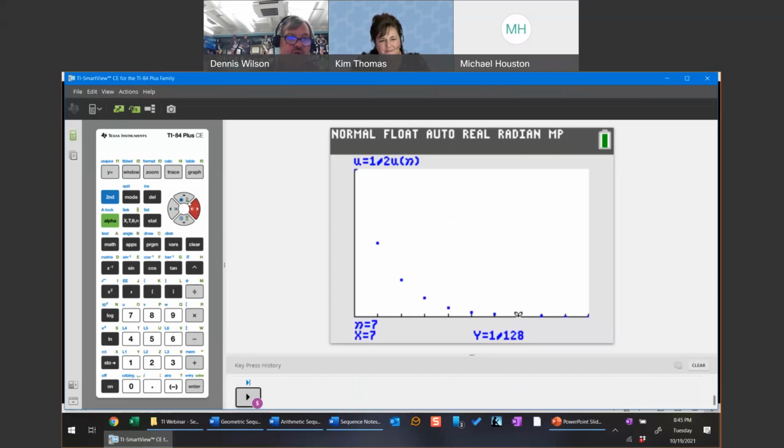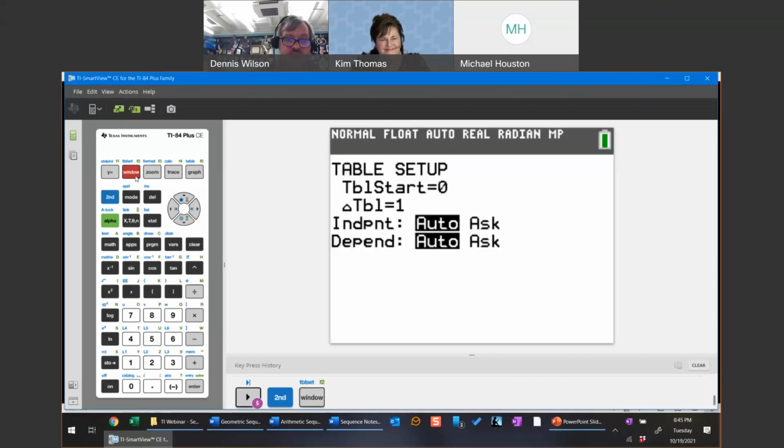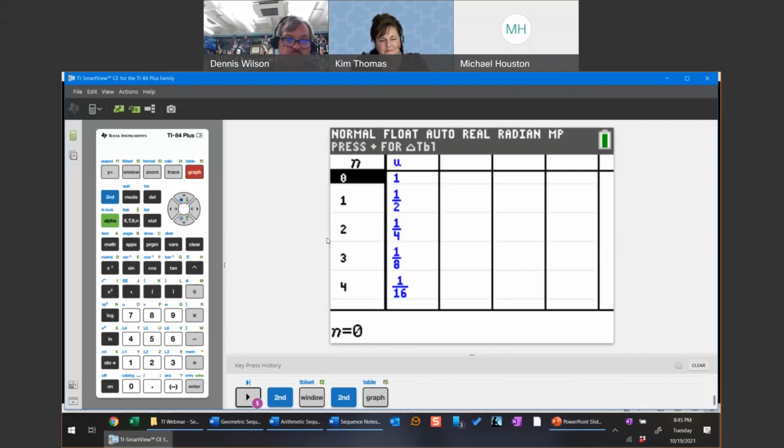Now earlier Kim showed the table with her, so let's take a look at the table. Before I sit at the table, I'll set it, and you can see that the table setup looks exactly the same in function mode as it does in sequence mode. The only difference is the table start and the difference in the table are for the values of n and not for the values of x. So when I go to second graph for the table, there are those values that I see.